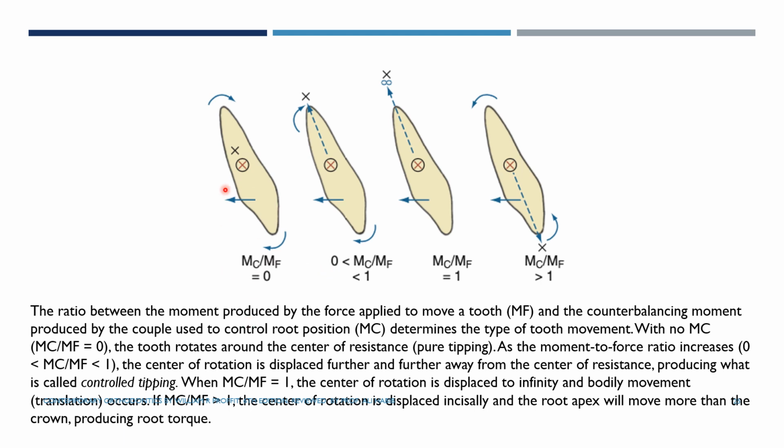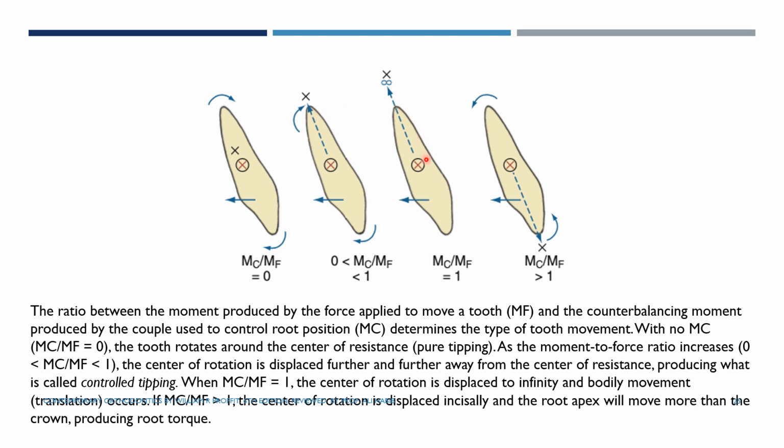So here, if the moment of the couple or counteracting moment over the moment of the force is 0, this means we don't have any counteracting moment, then we expect the tooth to move by rotation. And this is if we want to have controlled tipping. Controlled tipping means that we allow the tooth to move and rotate around its apex.